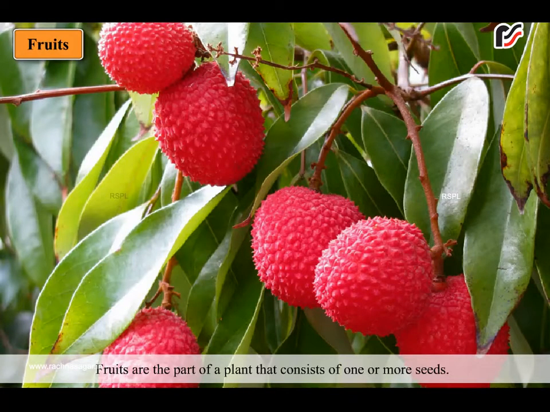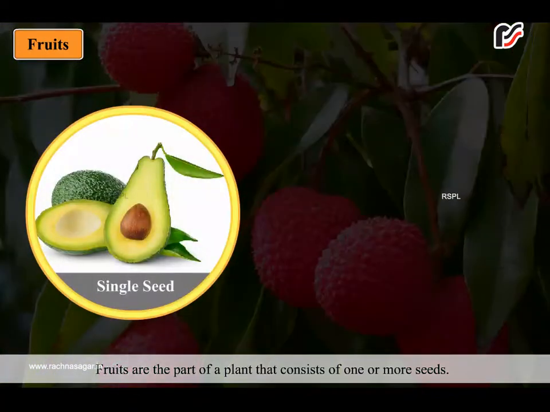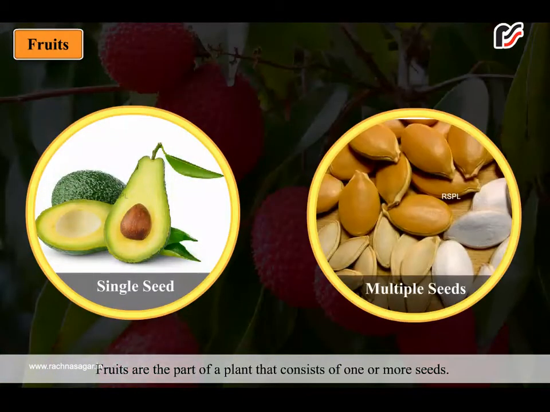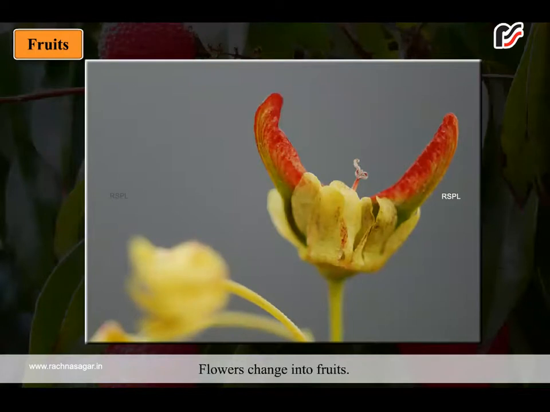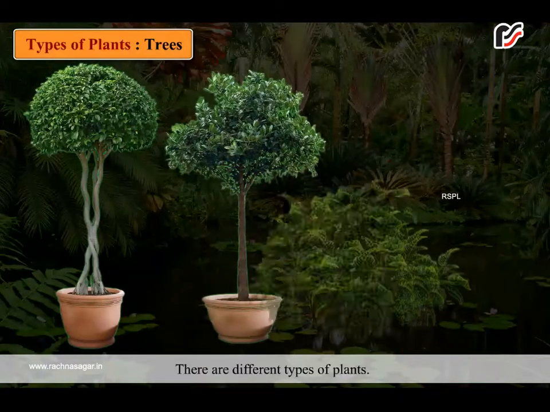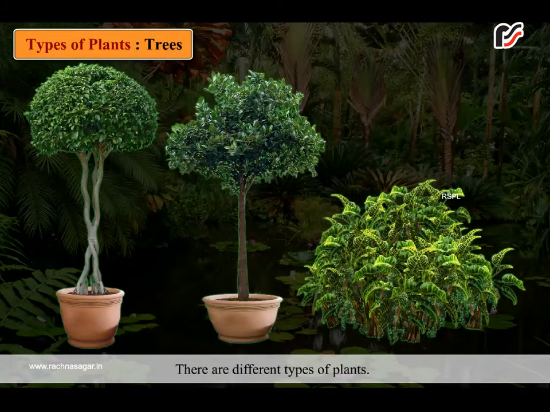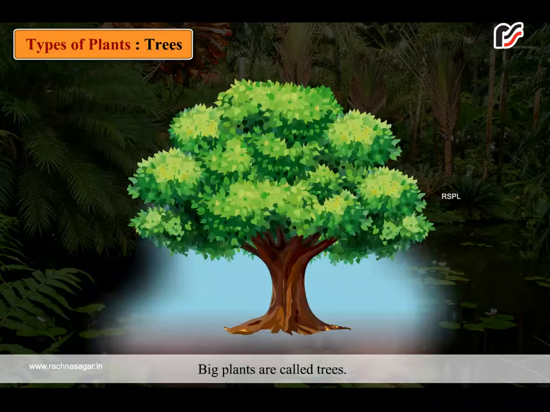Fruits are the part of a plant that consists of one or more seeds. Flowers change into fruits. There are different types of plants. Big plants are called trees. They have strong, thick and woody stems called trunks.